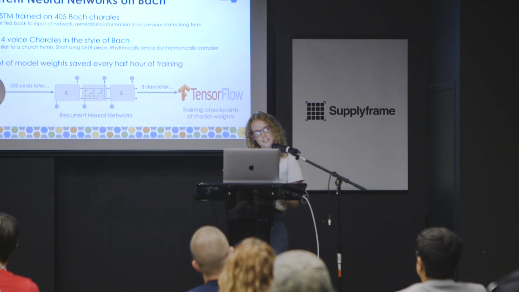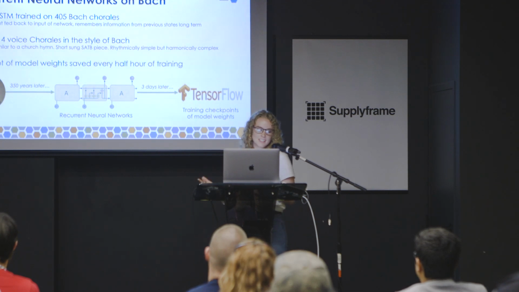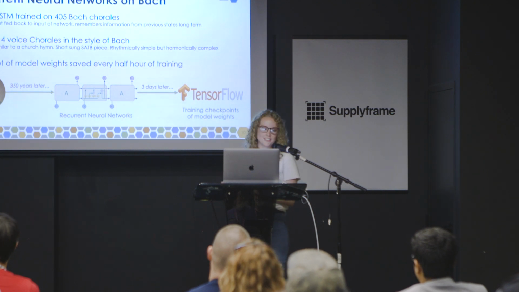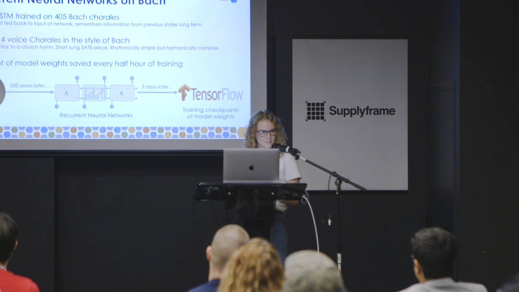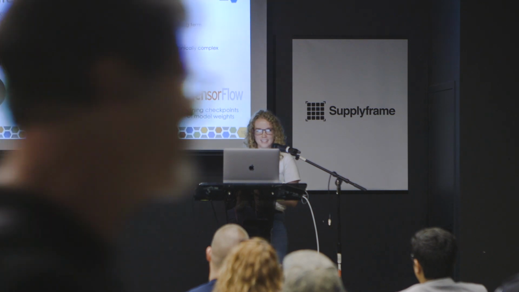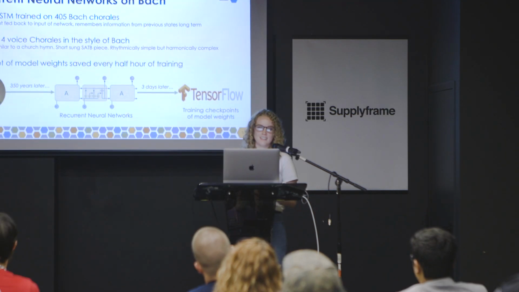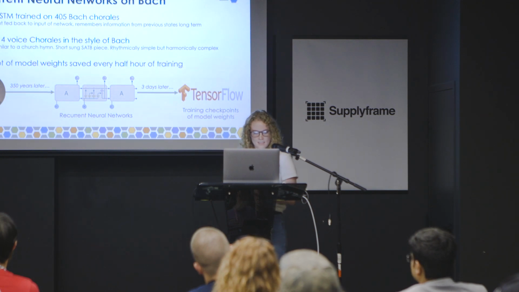And the output of the neural network is a 4-voice chorale in the style of Bach. A chorale is kind of like a church hymn. It's a short sung piece with a soprano, an alto, a tenor, and a bass. It's usually rhythmically pretty simple, but the harmonies are complex. And a lot of the music that Bach wrote is kind of the basis of tonal harmony and music theory.